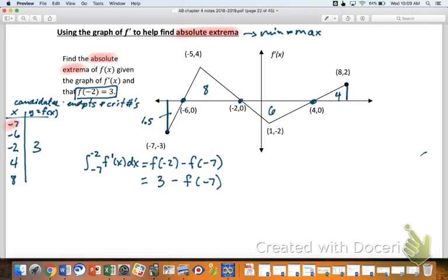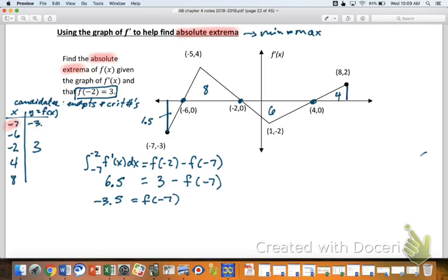Did you guys get 6.5 for that integral? 6.5. Of course, the 1.5 accumulates as negatives. Does that make sense? Because all those y values are below the x-axis. So negative 1.5 plus 8 would be 6.5. So then you subtract the 3, divide by a negative. I got negative 3.5 for f of negative 7. You guys agree with that? Okay.